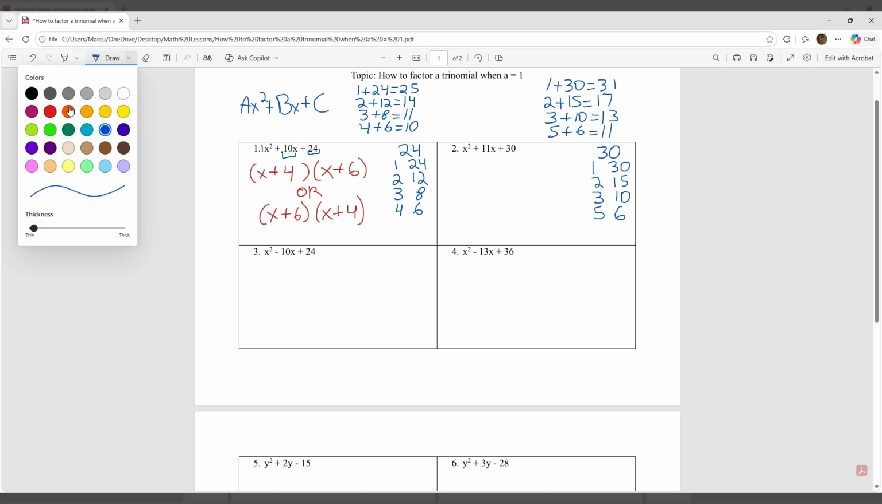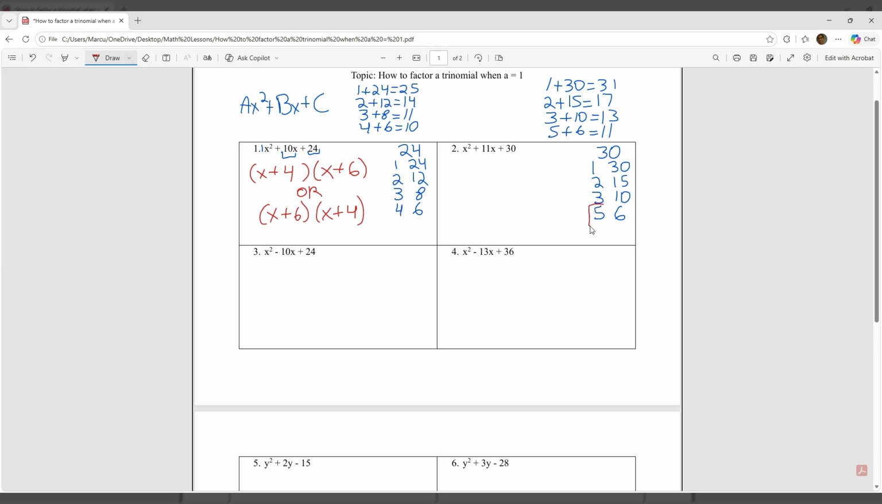So in this case, you're going to have 5 and 6 because, again, 5 times 6 is going to give us 30, and the same 5 and 6, when you add them, is going to give us 11. So again, you can write it as x plus 5, x plus 6, or you could change the order and write it the other way around. Like this.